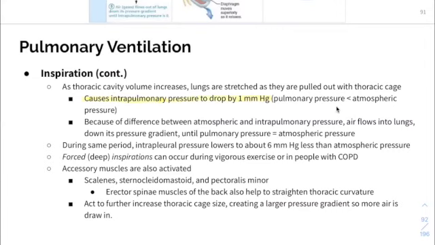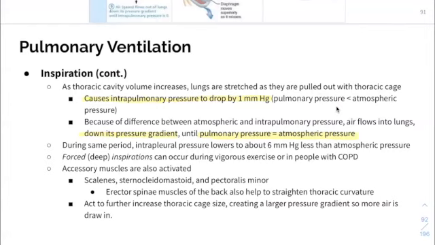Because of these pressure differences, this is what causes the air to go into the lungs. This is just like any other reaction that we have when we talked about nerves and muscles, nerves and nerves talking, chemicals in the body. Everything is going to go down its concentration or pressure gradient. So air is going to keep flowing into the lungs until we get back to our pulmonary pressure and our atmospheric pressure being equal.